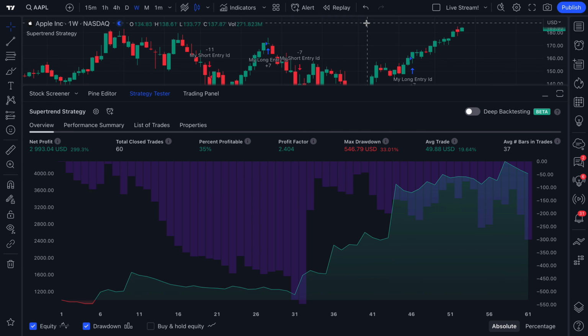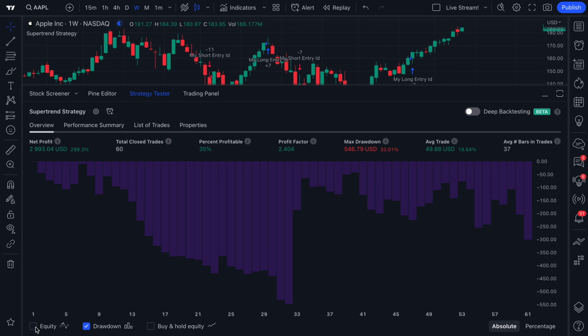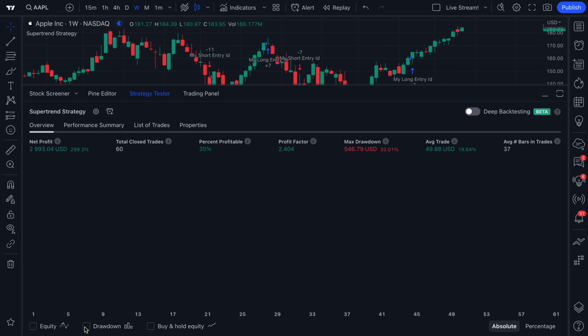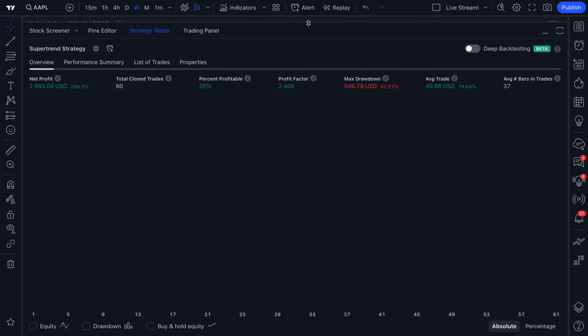Okay. This video now has exceeded 20 minutes, but we're not even done yet. So we're going to rush through the final few items here on the strategy tester. Okay, at the bottom here, you can see the checks, and now we've unchecked all of them. So naturally, the visual in front of us is blank. Well, what are these checks?